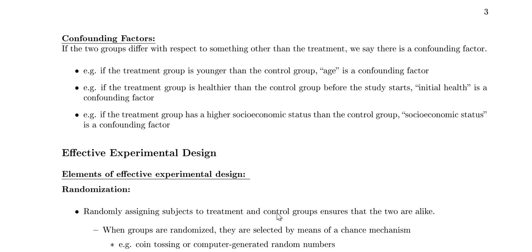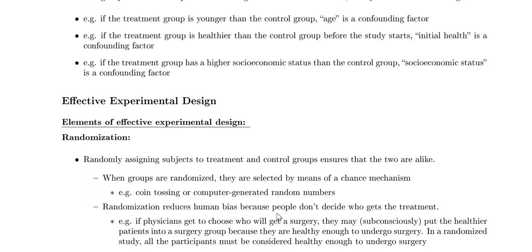So in our last example, age and whether or not you consent to a study would both be confounding factors. So we've talked about one bad study. Now let's talk about how to design effective studies.